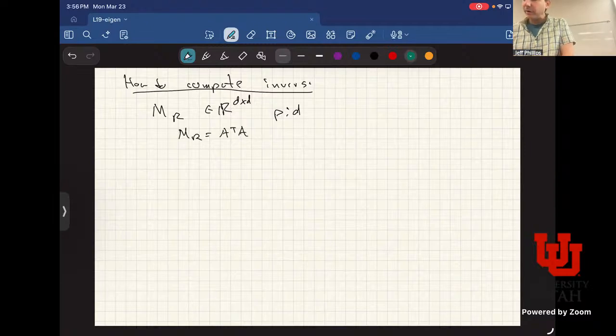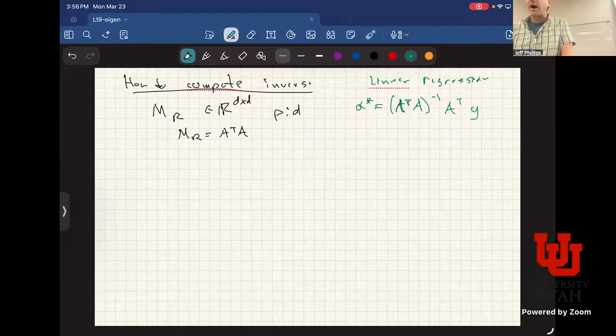Well, if you remember, in linear regression, the optimal parameters alpha star were A transpose A inverse A transpose Y, right? This was this magical expression that we had, and this gave us the optimal parameters for linear regression. We assumed n was bigger than d. We did A transpose A, and we called this inverse. I said we'll learn how to compute this later. Well, what we compute the inverse of was MR.